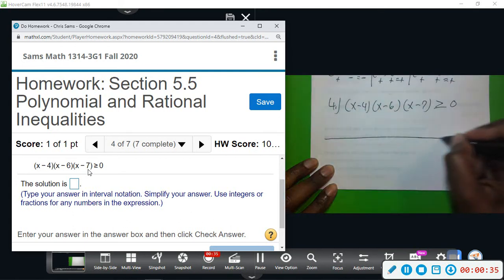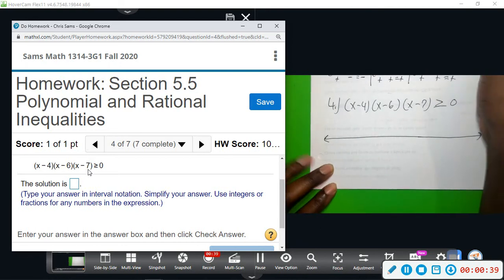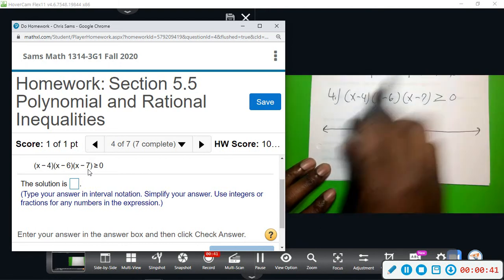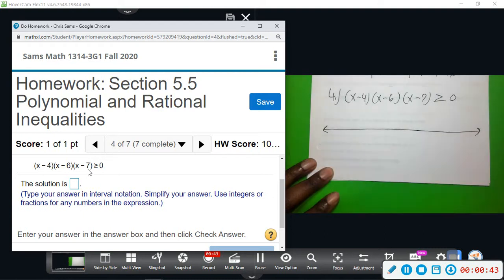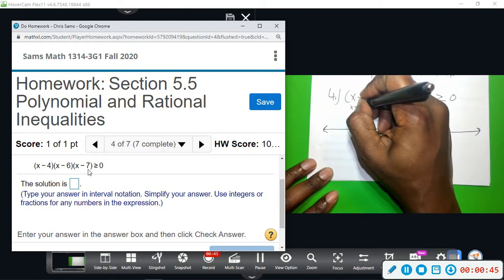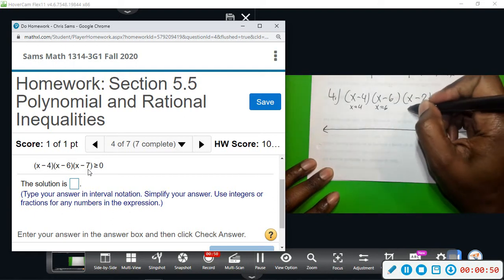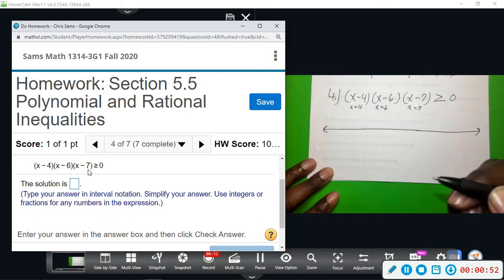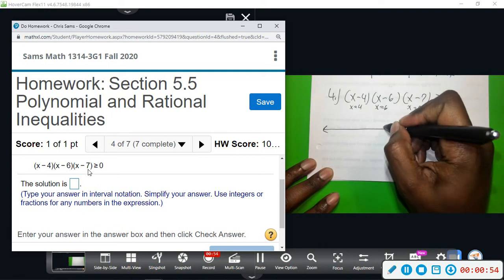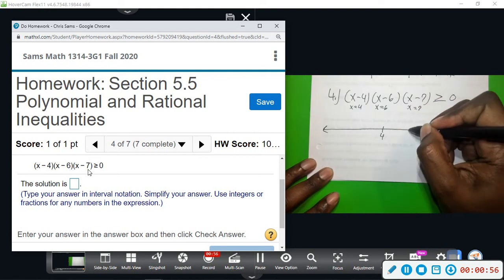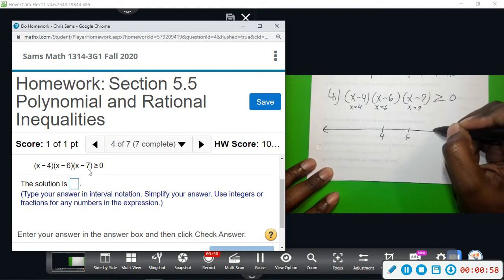So we'll do my number line, get my critical values. And when I set these equal to 0, we get x equals 4. Just change the sign. x equals 6. Easy way of looking at it. x equals 7. Alright, so we got, let's say 4, 6, 7.